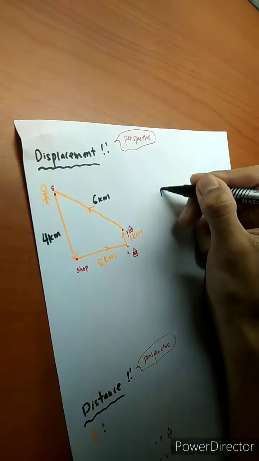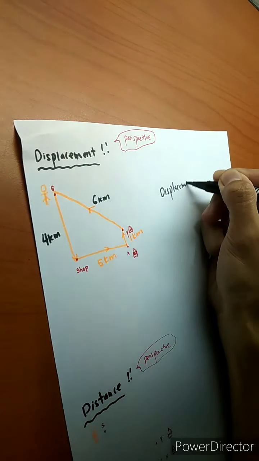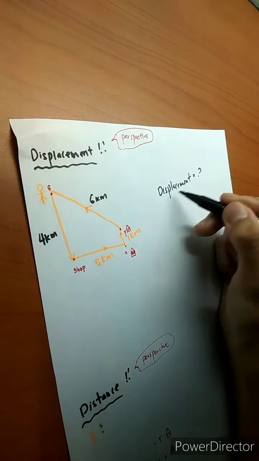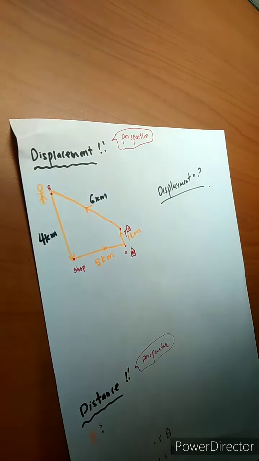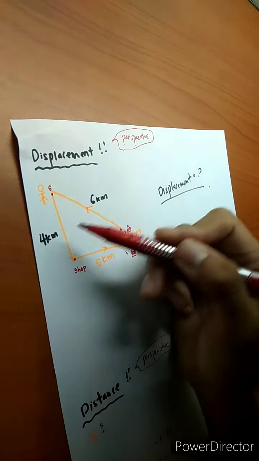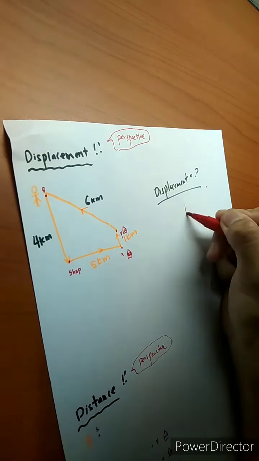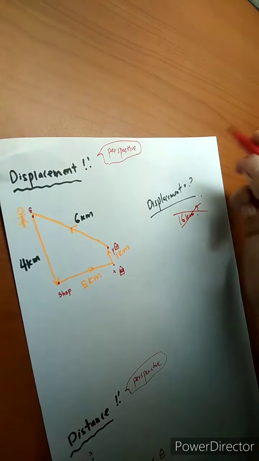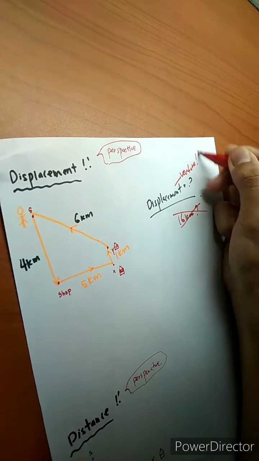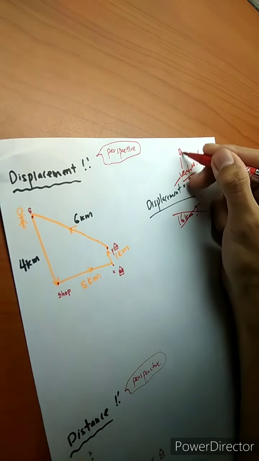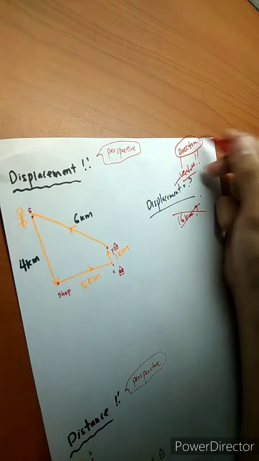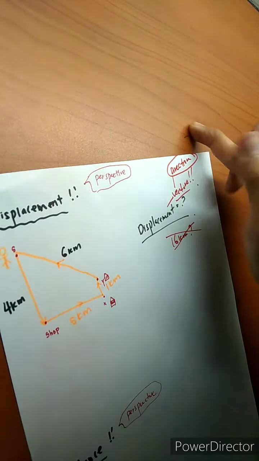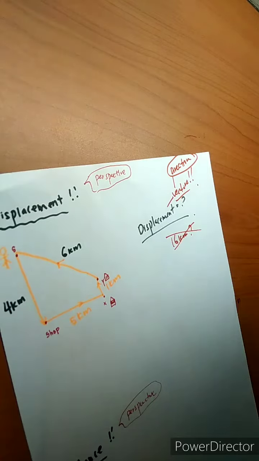My question: what is the displacement? Maybe you would answer 6 plus 4 plus 5 plus 1, which is 16 km. But it is totally wrong, because this is a displacement. We are dealing with vectors. A vector has direction. So we need to take into consideration the direction also, not just the single magnitude.